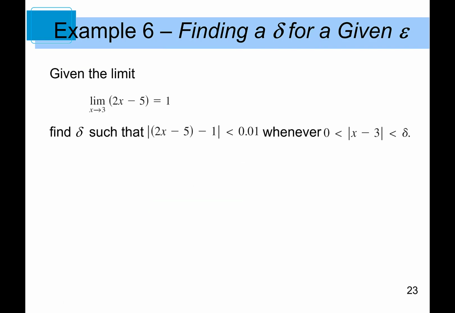So given the limit, let's take a look at an example. Find the delta for a given epsilon. Given a limit, the limit as x approaches 3 of the function 2x minus 5 equals 1. This is given, right? Find delta such that the absolute value of 2x minus 5 minus 1 is less than 0.01, whenever the absolute value of x minus 3 is greater than 0. That's the epsilon.